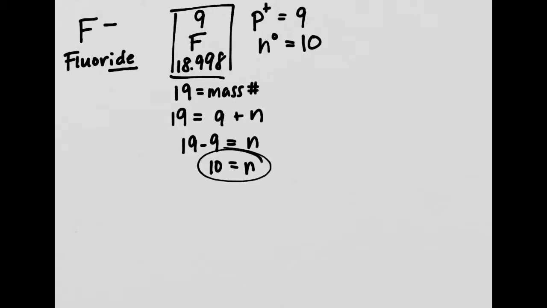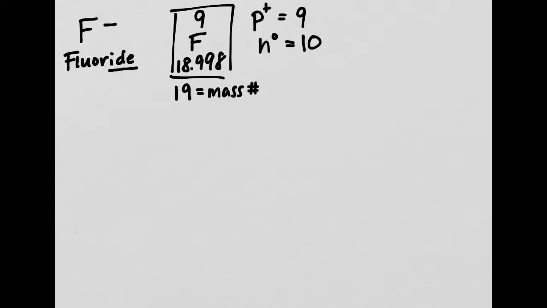I'm going to erase this. Then the thing that I really care about is going to be the number of electrons, because remember, if I change the number of protons, I don't have the same element anymore. If I change the number of neutrons, it's a different isotope, but if I change the number of electrons, that's how I get my charged ions.